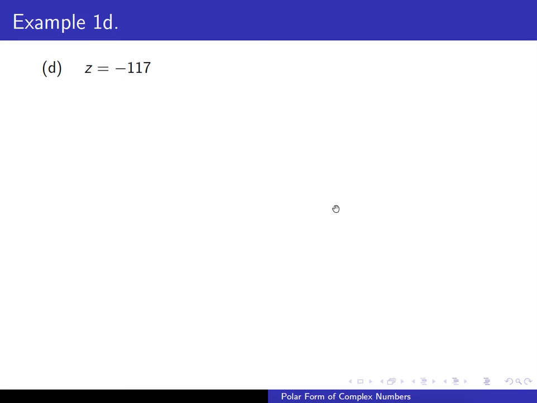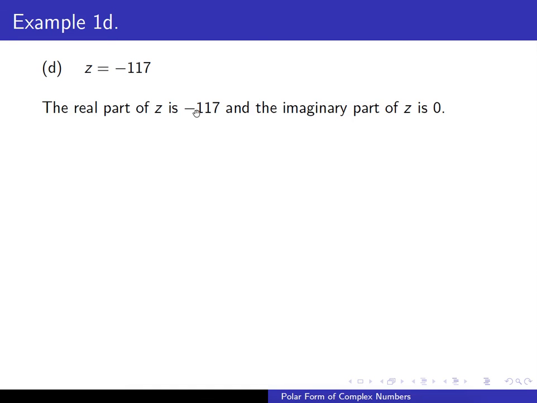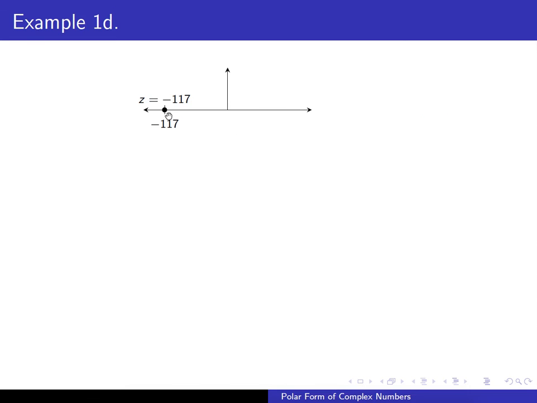All right, finally, example 1d. We got z is negative 117, or negative 117 plus 0i. So negative 117 is the real part. Imaginary part is 0. If we graph this, here's what it looks like. It is 117 spaces away from the origin, so that's its modulus, is 117. And it had to rotate 180 degrees, or pi radians, in order to get there. And then our set of general angles using coterminal angles is pi plus 2 pi times k.